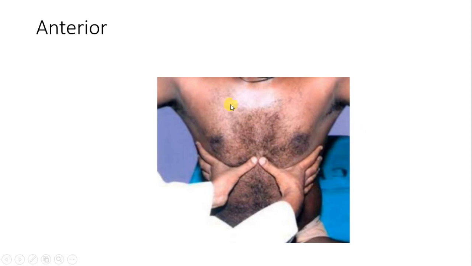Anteriorly, it is assessed in upper part of chest, middle part of chest and lower part of chest. Normally, the examiner's hands are put like this way and the patient is asked to take a deep inspiration. See the distance of these 2 thumbs from the central line. Normally the distance of these 2 thumbs is equal from the central line. But in case of affected lung area, there is restricted movement of the thumb on that side.